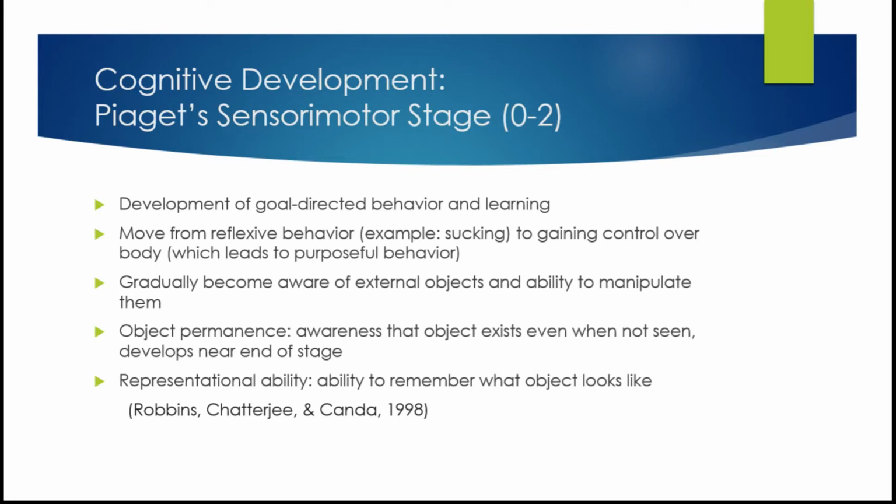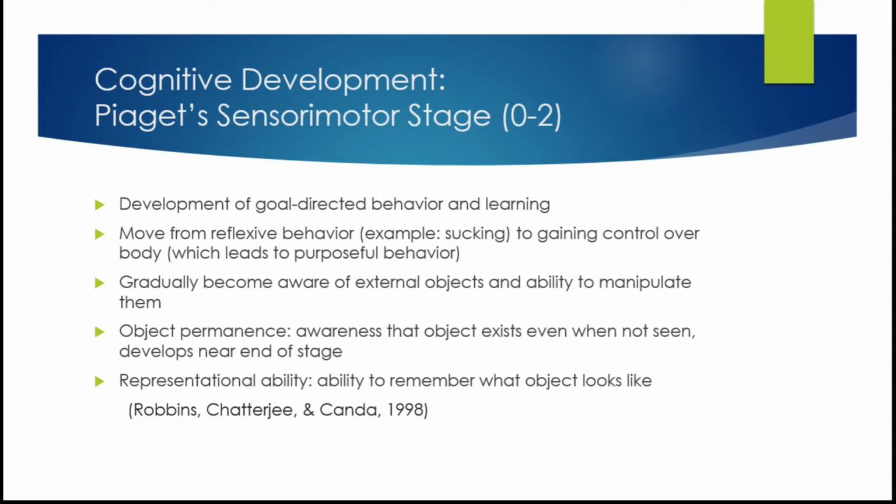Object permanence develops. This is the awareness that an object exists even when it's not seen. This develops closer to 2 years old. So before you're close to 2 years old, if you have a book that you can see and then somebody moves it away, it's almost like you don't realize that that book still exists. And so once you develop the awareness that that book still exists, even if you can't see it, we call that object permanence.